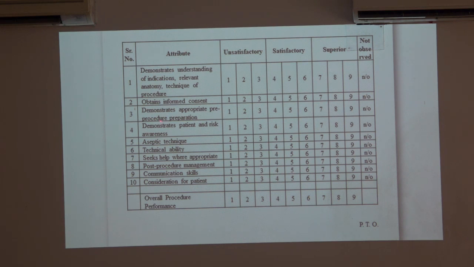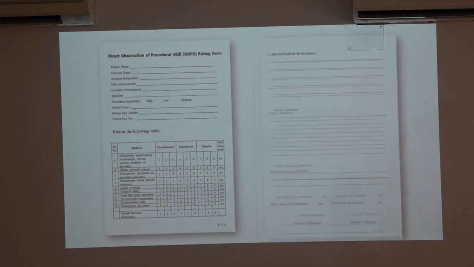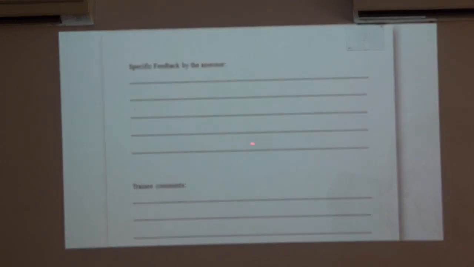Now, when we say aseptic technique or technical ability or post-procedure management, these can be further defined for each skill. For RT NG tube insertion there can be this many points, for catheterization this many, for venipuncture this many. Now the second part is specific feedback by the assessor. This is to be written.